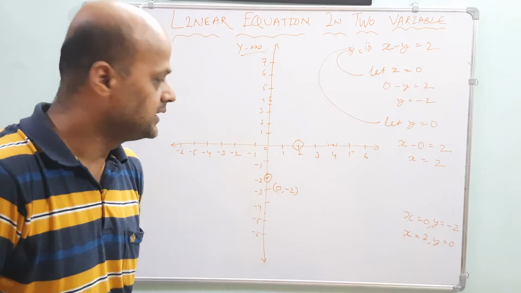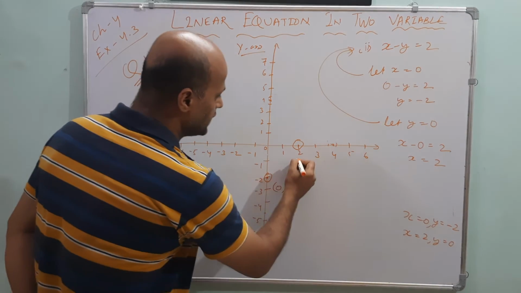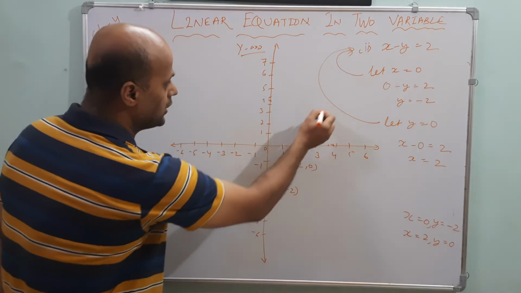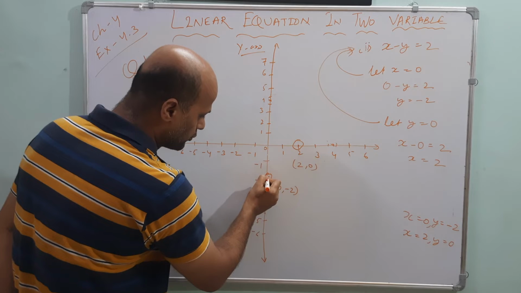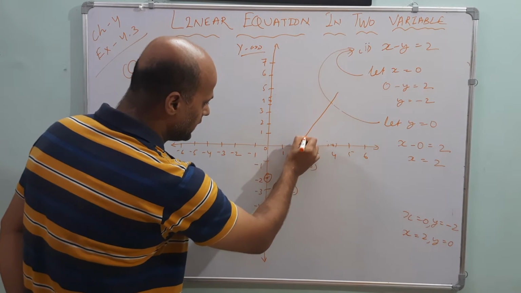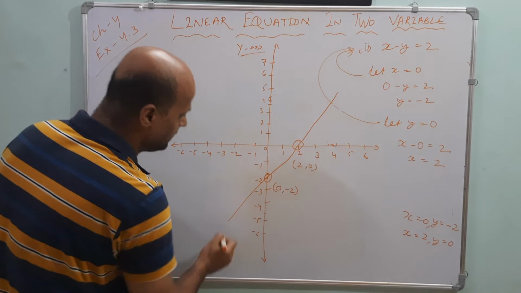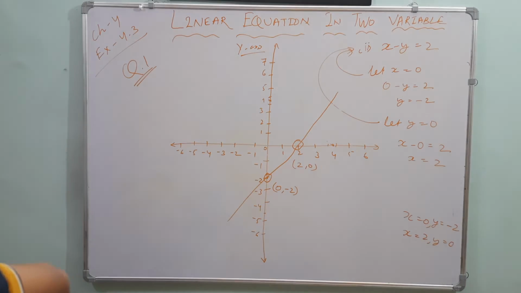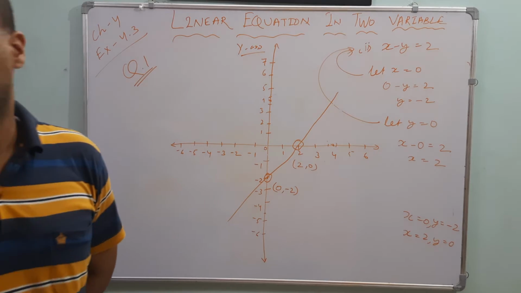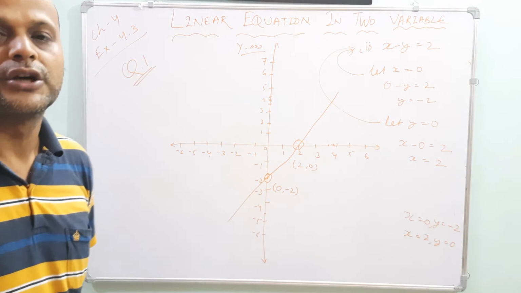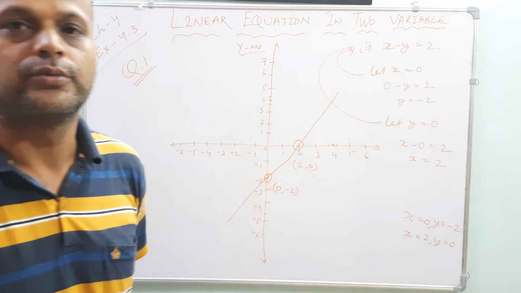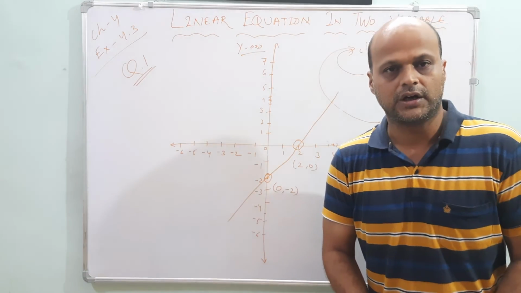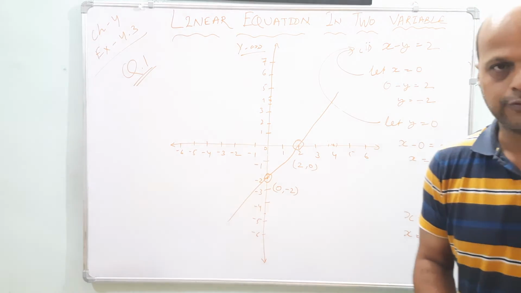So this is the point here. Now join it. Here x is equal to 2 and y is equal to 0. The value is here, so now join it. You have to connect it with the scale and make a straight line. In this manner you have to solve it. This is called a linear equation in two variables, which must be shown in graph manner. So my dear friends, this is the process of how to show an equation in two variables in a graphical manner.